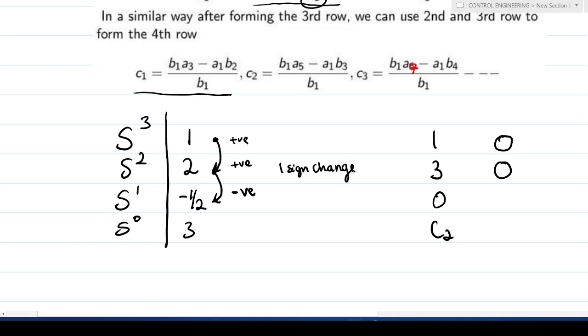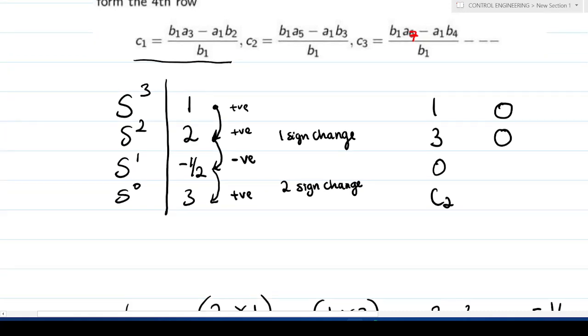Now next, when we move to the next line, we see that we go from negative to positive. That's a second sign change. So therefore, in this particular system, we have two sign changes. Therefore, we have two poles that lie on the right hand side of the plane.